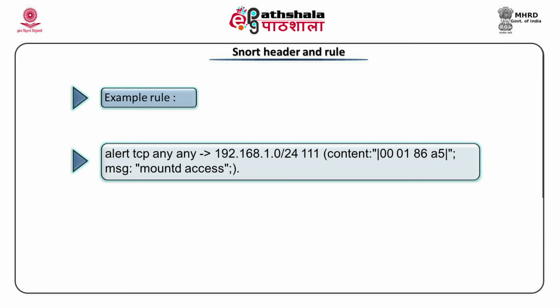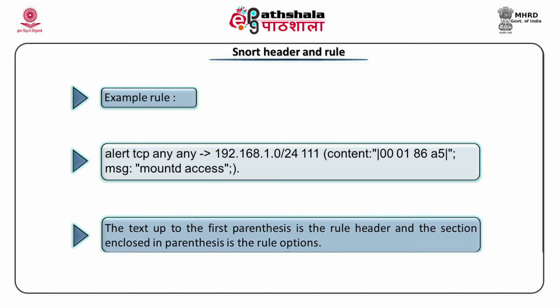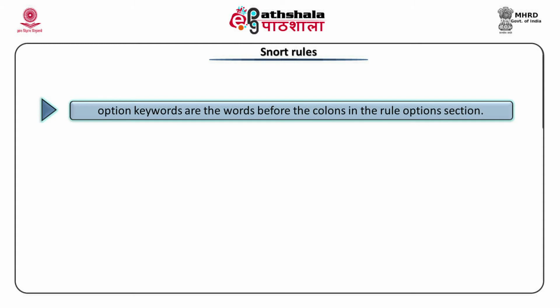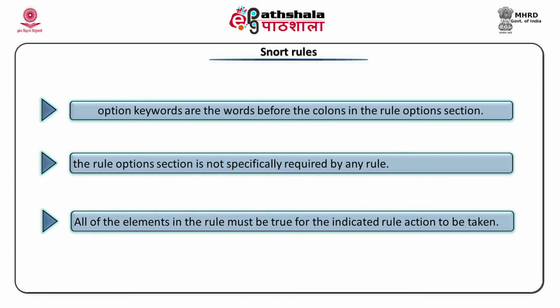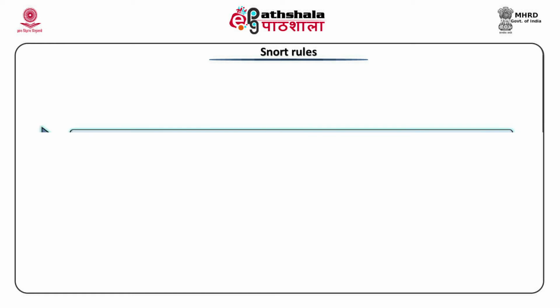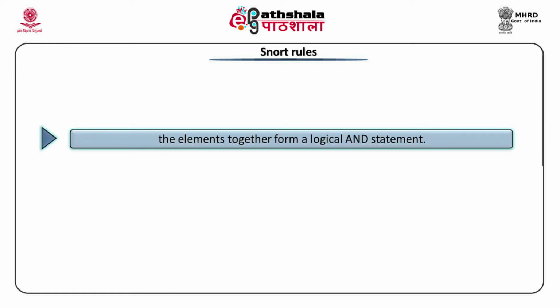Example rule: alert TCP any. So the source is any, source port is any, destination is 192.168.1.0/24, destination port is 111, and content is in double quotes, put in vertical bars, 000186A5, and message is mountd access. The text up to the first parenthesis is called the rule header and the section enclosed in the parenthesis is the rule options. The words before the colon are option keywords. So in the previous slide, content is a keyword, msg is a keyword.